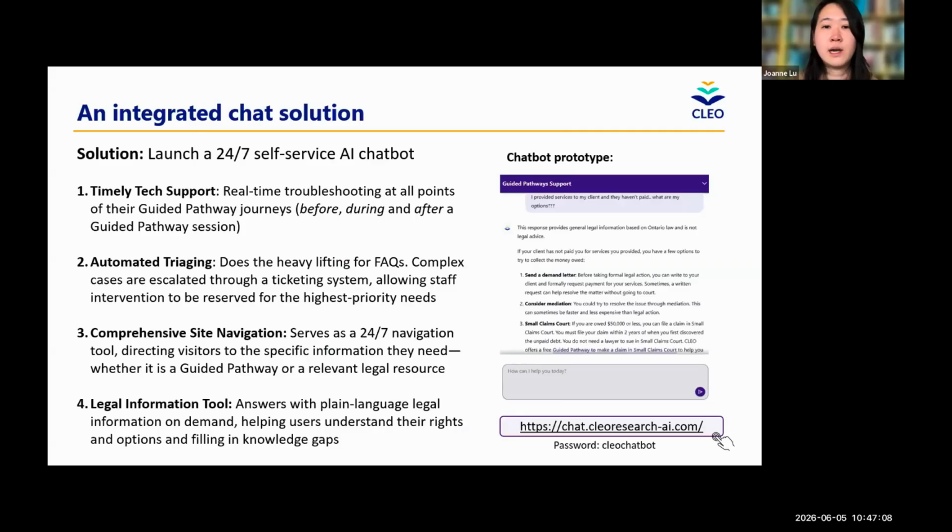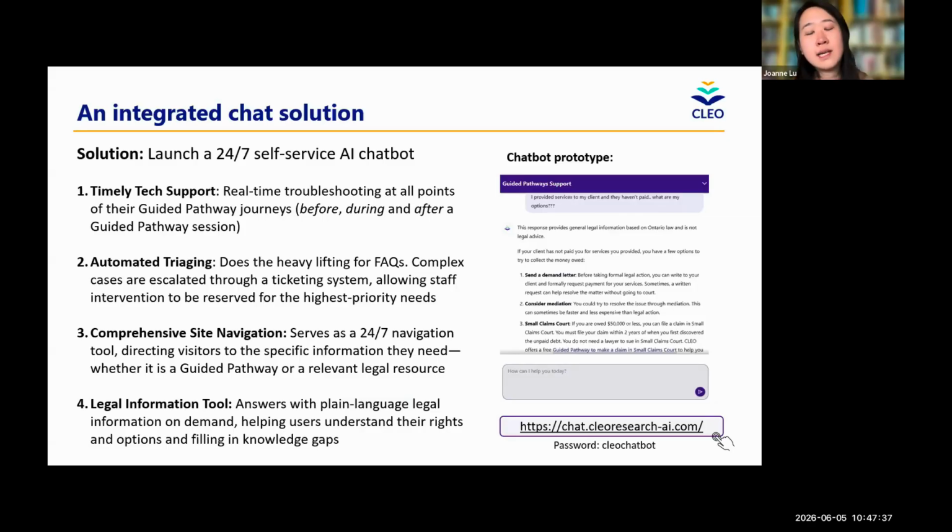So the core 4 tenets that we are discussing here are that the chatbot would provide timely tech support, so real-time troubleshooting at all points of a user's guided pathways journey. This means before using a guided pathway, during a guided pathway, and after a guided pathway session. It also means being able to do automated triaging. So for a lot of the questions, they come in a very repetitive nature, and so a lot of this can be handled by the chatbot with only very important cases escalated to the support team.